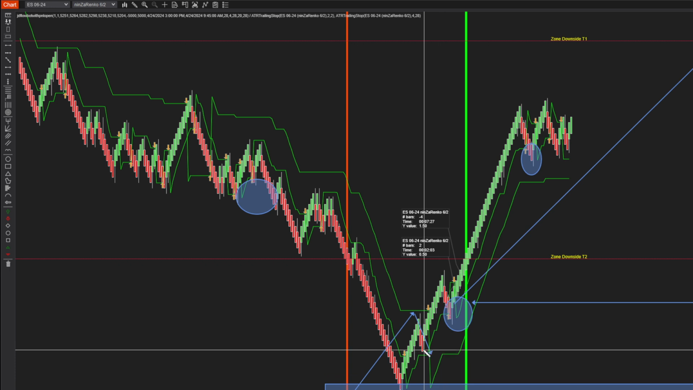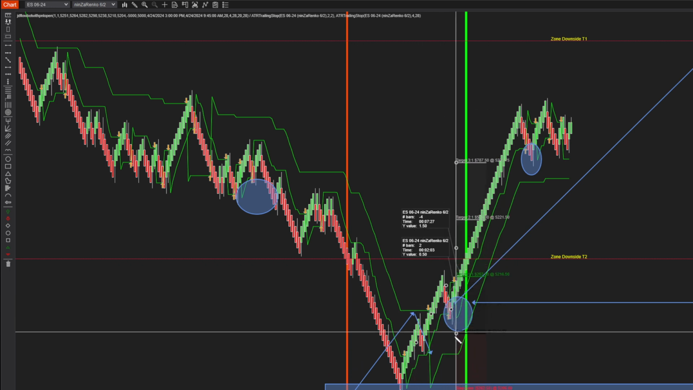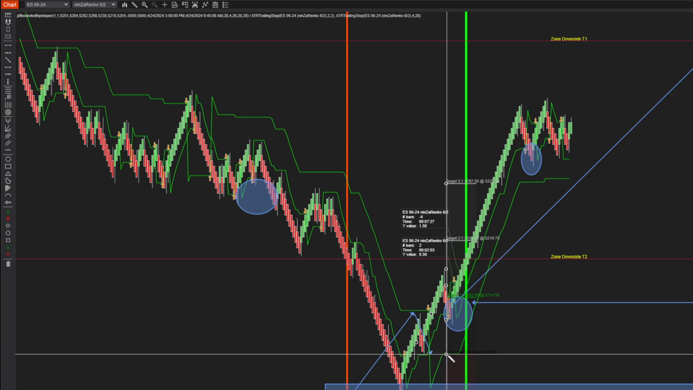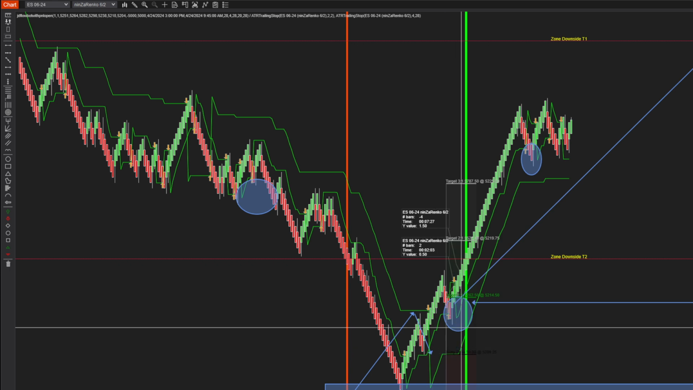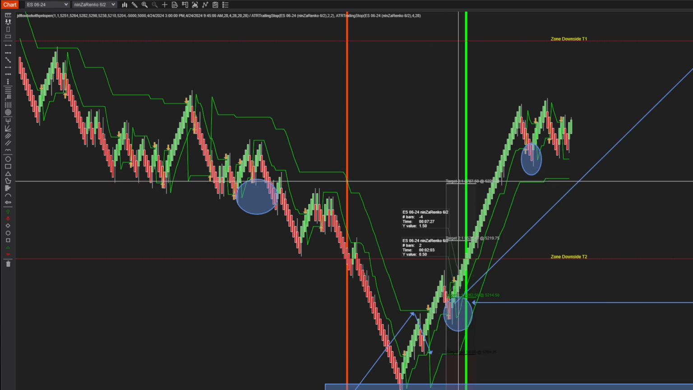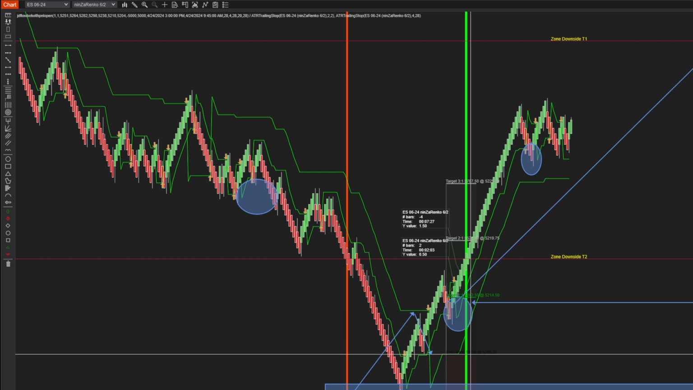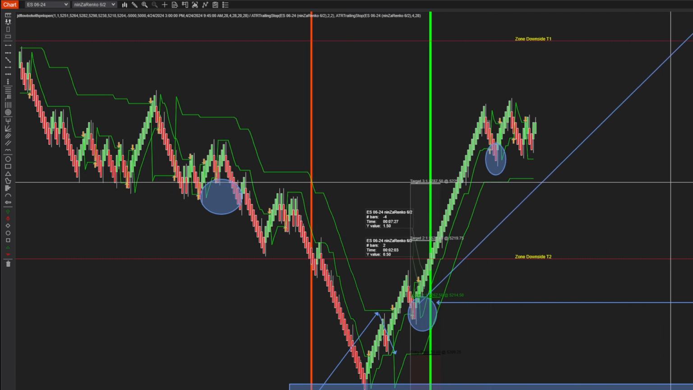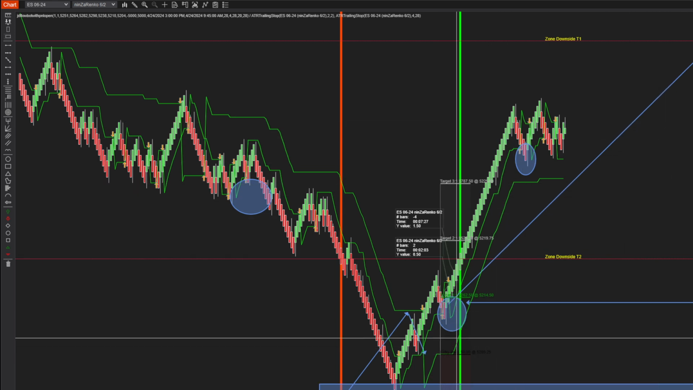Let's see what we got here. 12:30, and cover that 04, and it will give you 3 targets. You can see here target 1, target 2, and target 3. Target 3 was 52.25, based on the 1 to 3 risk reward parameters. So it really depends on what your preference is.